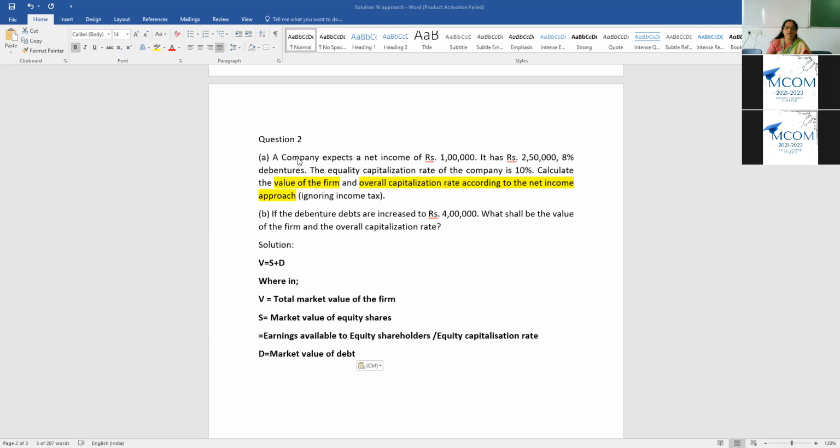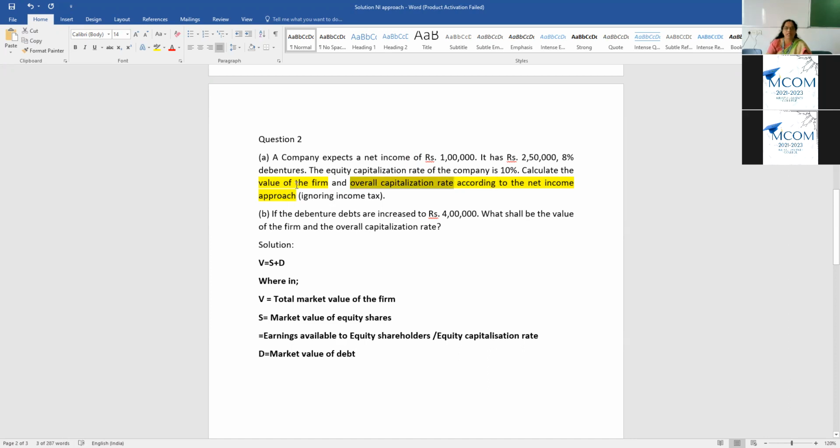The question goes like this: a company expects a net income of rupees 1 lakh. It has rupees 2,50,000, 8% debentures. So this is nothing but your market value of debt. The equity capitalization rate of the company is 10%. Calculate the value of the firm and overall capitalization rate according to the net income approach. So this question has two components. We need to calculate the value of the firm as well as the overall capitalization rate.